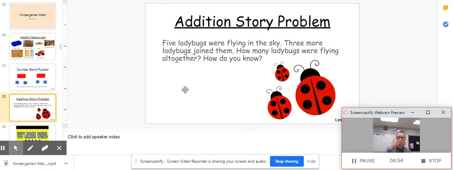Oh, good job. Kiss your brain. Give it a little love. It needs all the love right now. Good job. See if you can come up with any other addition story problems that involve ladybugs or cars or anything you have going on at home. You can use anything to make an addition story problem. See if you can make some of your own while you're off.